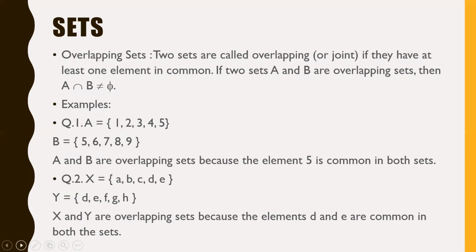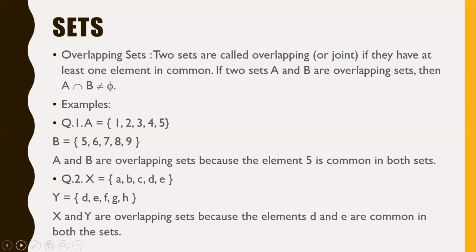Overlapping sets. Two sets are called overlapping or joint if they have at least one element in common. If two sets A and B are overlapping sets, then A intersection B is not null. Follow the example.